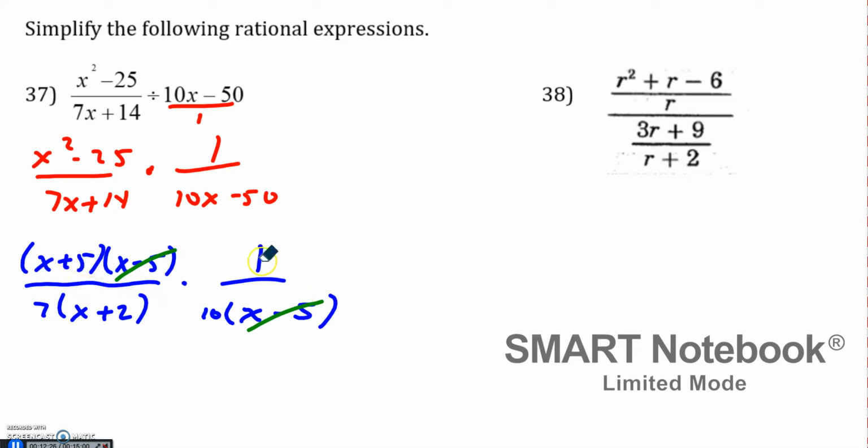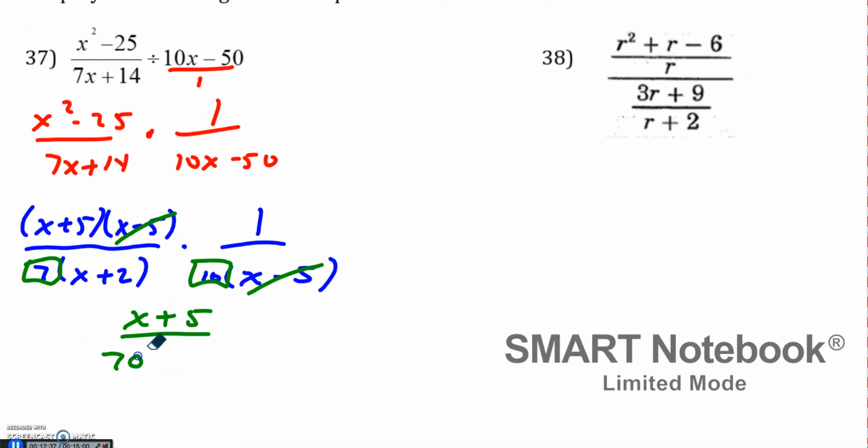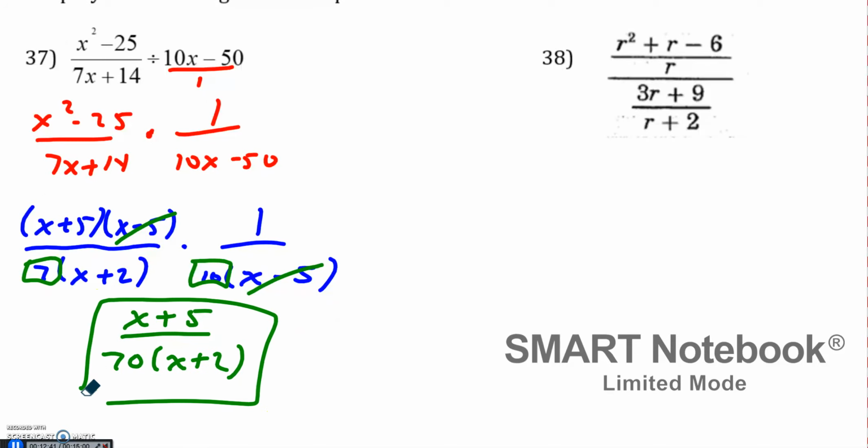On the top, I'm left with 1 times x plus 5, or just x plus 5. In the denominator, I'm left with this x plus 2, but I'm also left with this 10 times 7, which I will just write as 70 times x plus 2. So that's my answer for number 37. The reason I picked it was because of this idea here of writing it over 1 first.